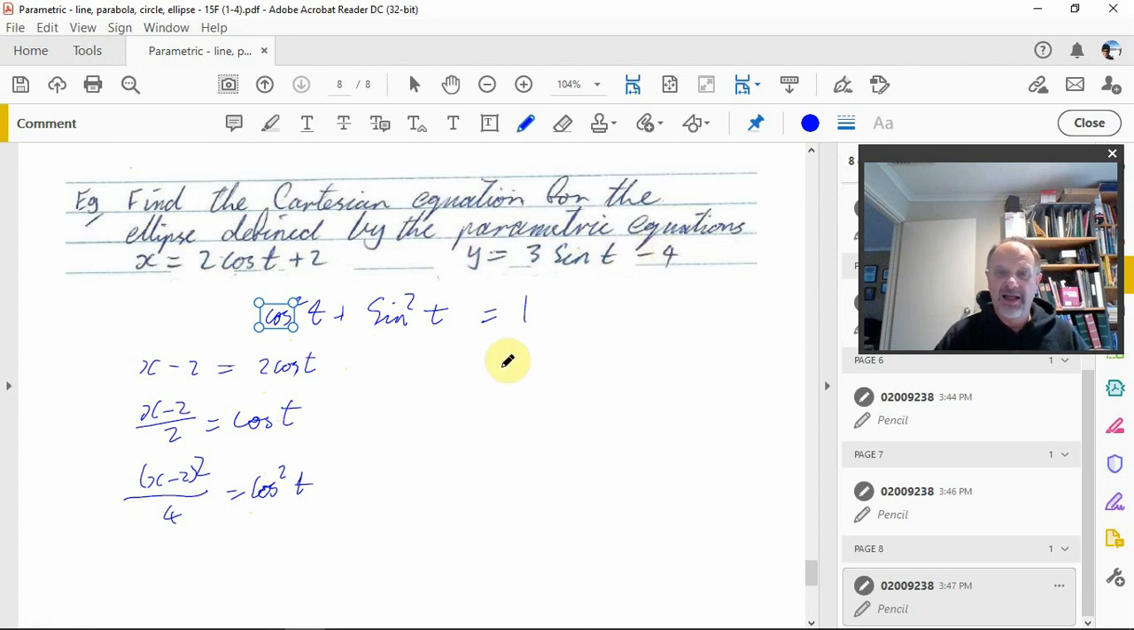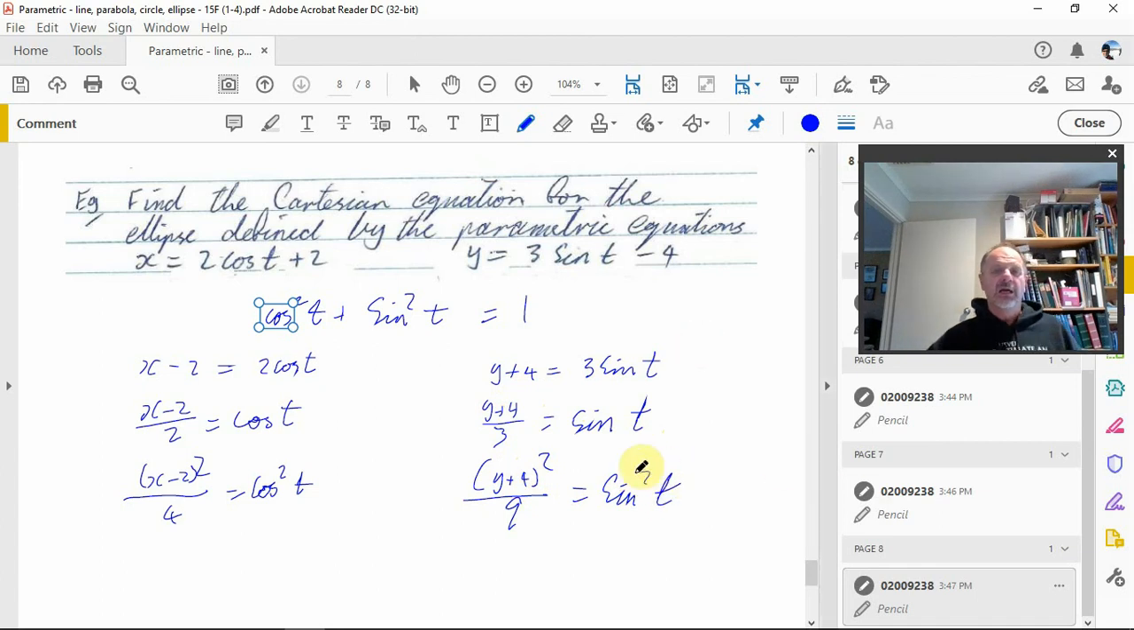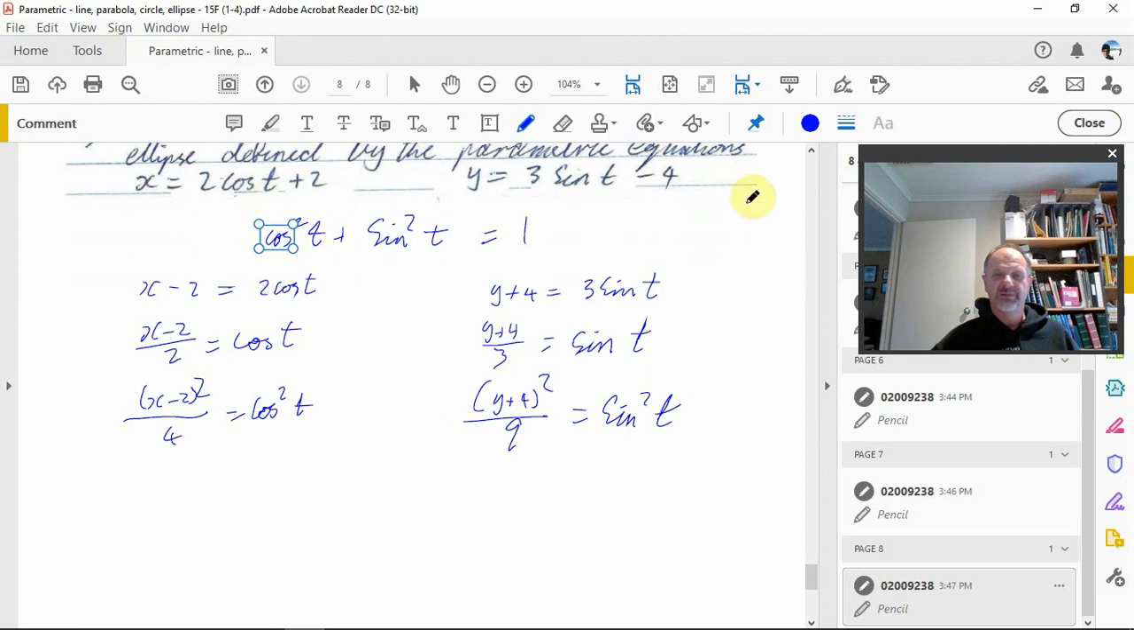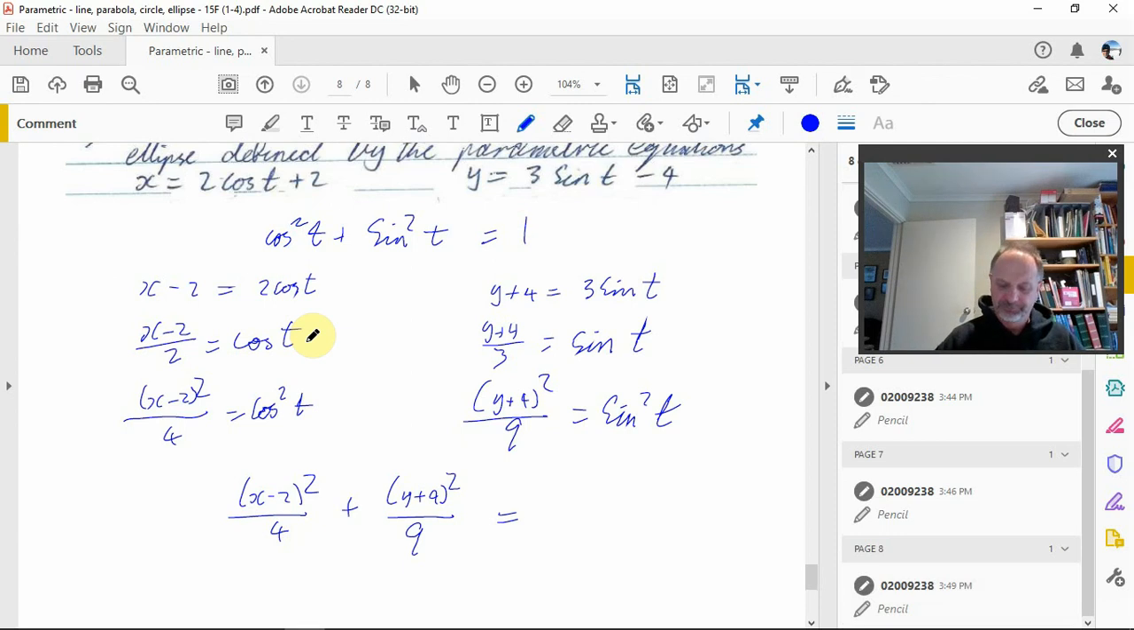For the y, add 4 to both sides. y plus 4 equals 3 sine t. Divide by 3. Square both sides. And then we've got that. And so now we can put these two things into the Pythagorean identity. And so when we do that, we get that x minus 2 squared on 4 plus y plus 4 squared on 9 is equal to 1. So it's an ugly looking one, but it equals 1. All right, so there's our Cartesian equation.